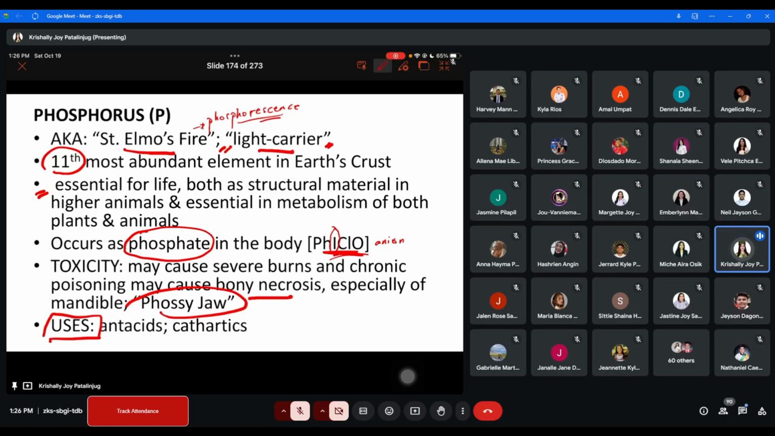For the uses ng compounds containing phosphorus, cathartics, antacids. Nasabi na to, basta di ba may sulfate, citrate, tartrate, magnesium, they enhance bowel movement. So somehow, may mga compounds containing phosphorus like in a phosphate form na may ability to enhance bowel movement. So cathartics, antacids din.